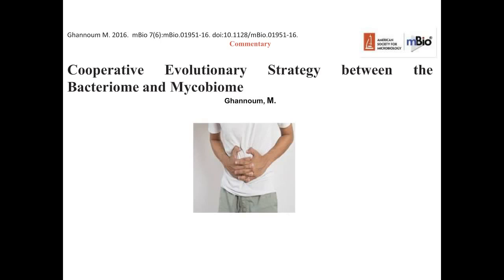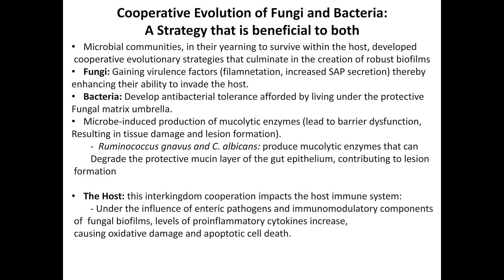It's a commentary, a cooperative evolutionary strategy between the bacteriome and mycobiome, and in that article I suggested that microbial communities, in their yearning to survive with the host, develop cooperation as an evolutionary strategy to help them live within the robust biofilm. Fungi gain through that by having filamentation and increased virulence factors. Bacteria are protected against antimicrobials, and they also secrete mucolytic enzymes which can degrade the protective mucin layer and allow the organisms to invade and cause inflammatory responses, and the host unfortunately is negatively impacted by this process.